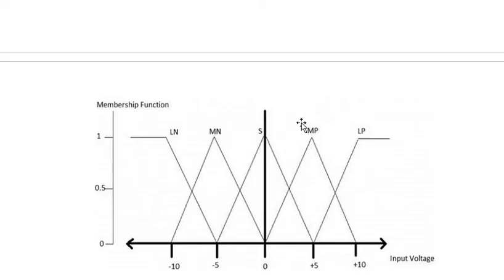Look at this very carefully. We have the positive and negative signs. Here the point is 0, and here we have positive 5 and positive 10, and here negative 5 and negative 10. On the positive side we have MP and LP, and on this side the negative symbols are there. MP means medium positive, LP means large positive, MN means medium negative, LN means large negative.